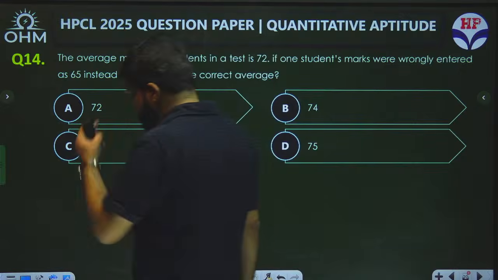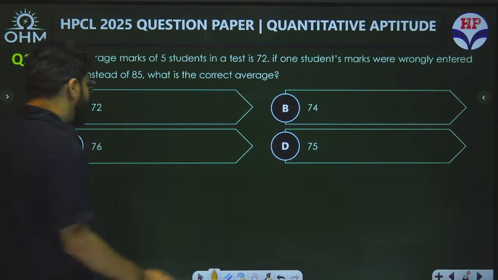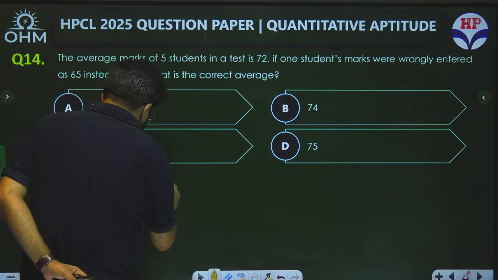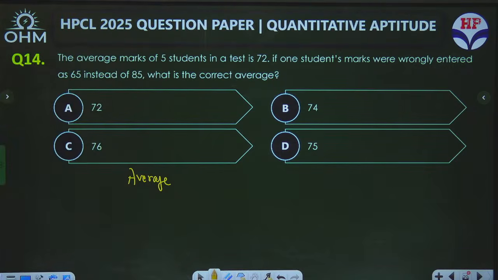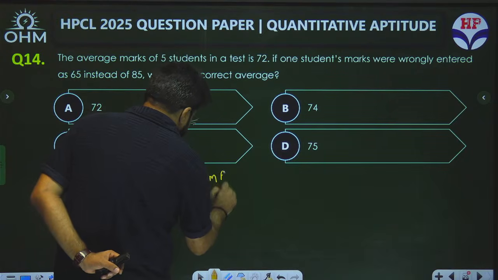Number 14. The average marks of 5 students in a test is 72. If one student marks were wrongly entered as 65 instead of 85, what is the correct average? See, whenever we talk about average, it is given by what? Sum of observations.